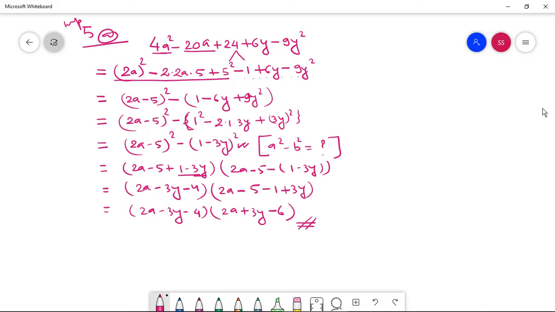So now we have to simplify. 2a is 2a, 3y is minus 3y, minus 5 plus 1 is minus 4. Similarly, 2a as it is, minus 5 and minus 1 from here, and plus 3y from here. So my plus 3y shifted here, minus 5 and minus 1 is minus 6, and here the same repetition. So in this way we can solve this problem.